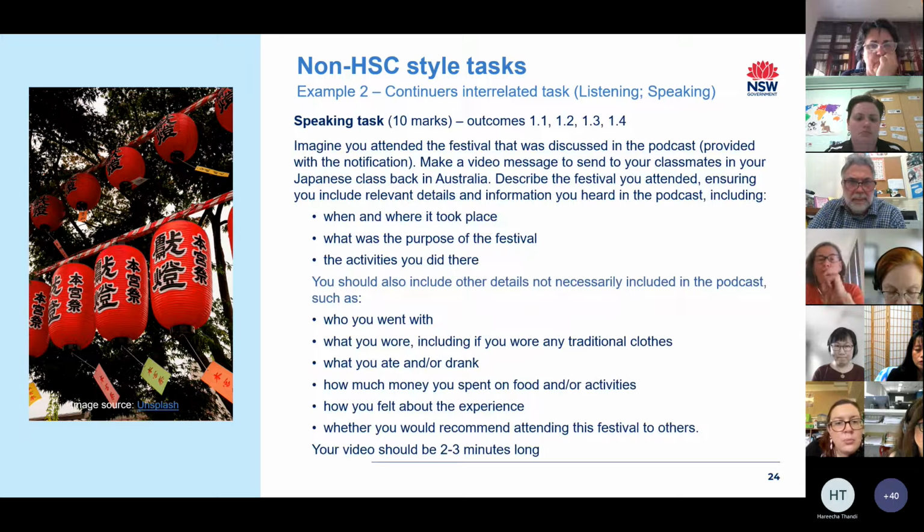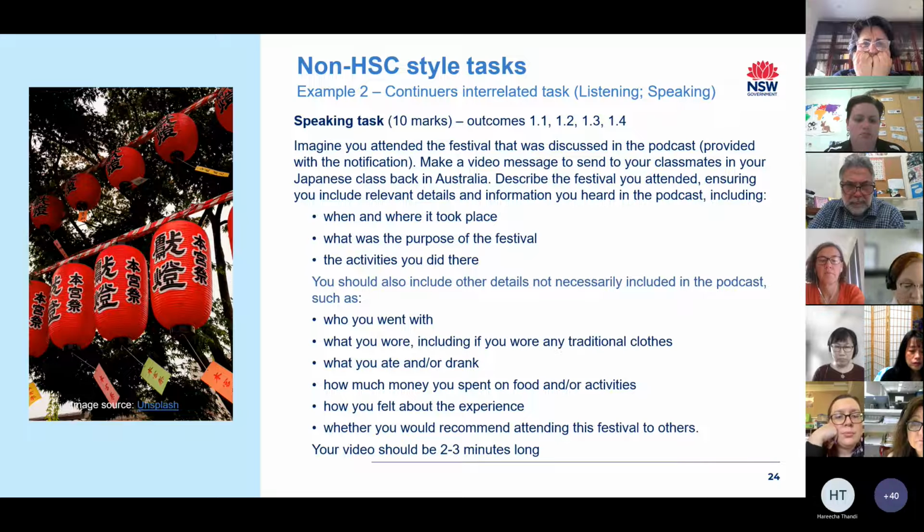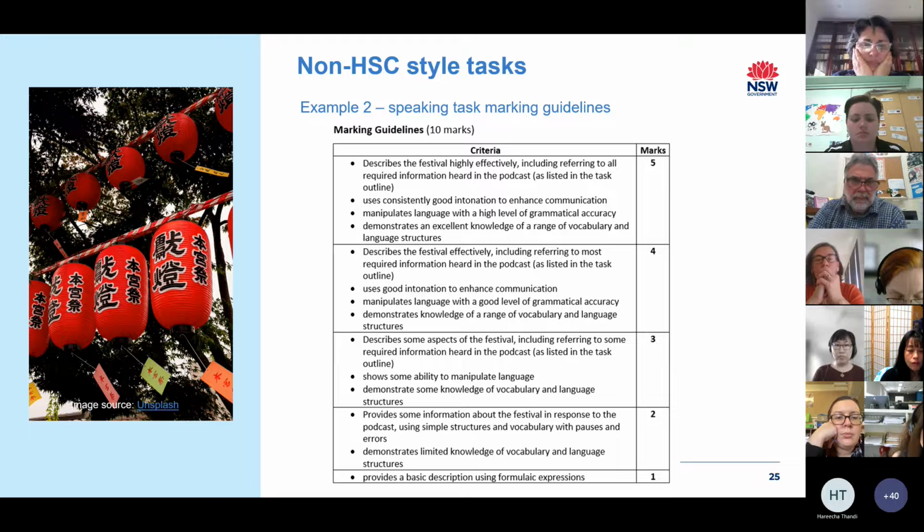And this is the speaking component. Marking guidelines for the speaking component of this task. Please take some time to read.